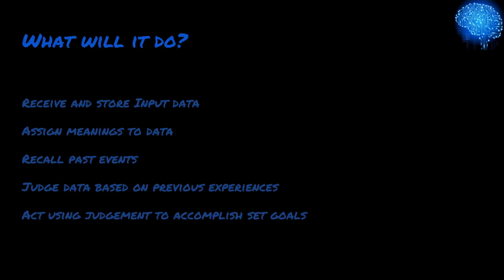And it needs to be able to act using judgment to accomplish its set goals. What I mean by that is, as well as receiving inputs, it needs to have access to some outputs. And it needs to be aware that it can use those outputs at any given point, right? That's all I mean by that. Because then it can judge data based on its previous experiences and decide which action to take. That's the end game at that point.